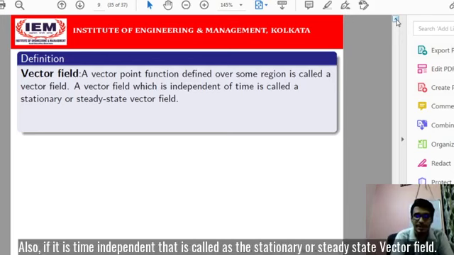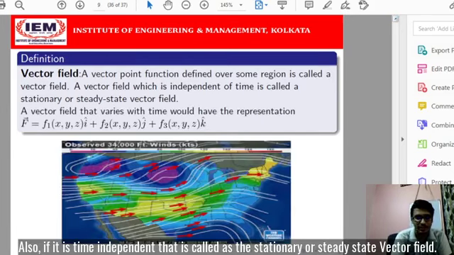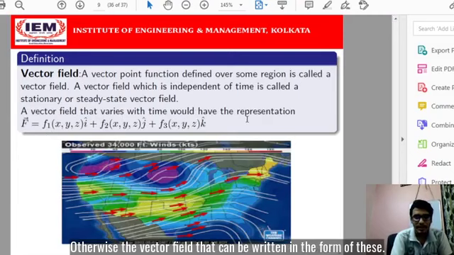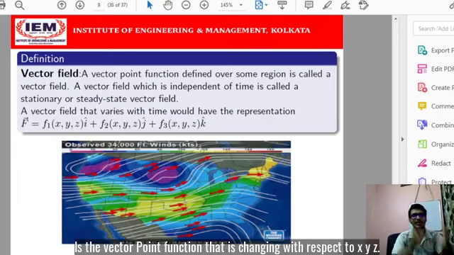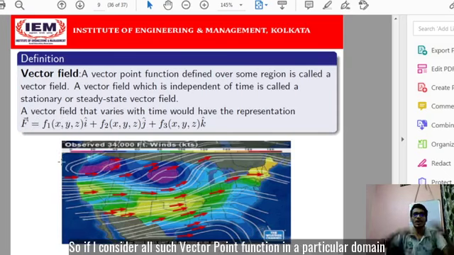Similarly, here also if it is time independent, that is called the stationary or steady state vector field. Otherwise, the vector field can be represented in this form. This is a vector point function that is changing with respect to x, y, z. If I consider all such vector point functions in a particular domain or region, that is called a vector field.